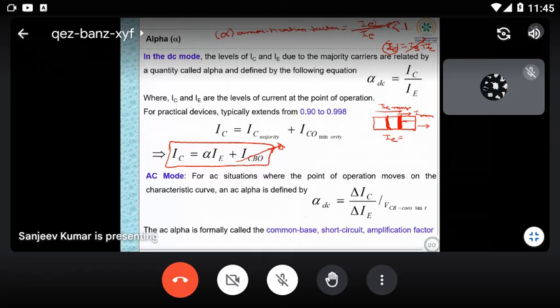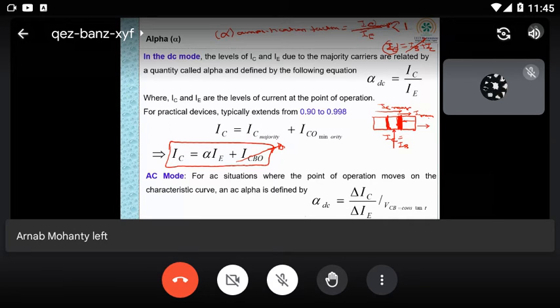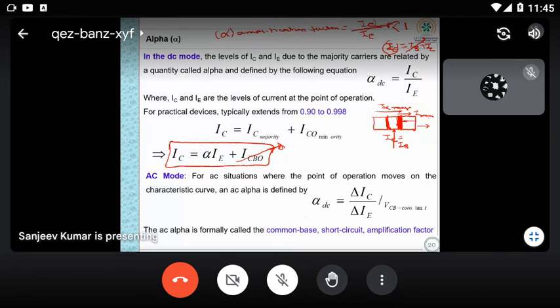Is IB's current related to ICO minority? No. IB is different and ICB0 is different. ICB0 you are getting due to this depletion region. And IB is always there. This one is IB. ICB0 and ICB are different.